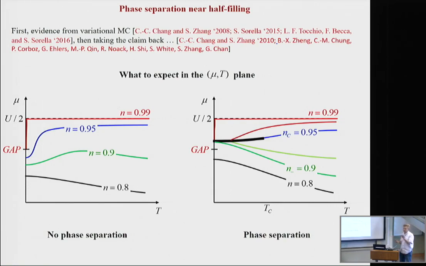What instead people see is that the energy curve in the ground state has essentially zero compressibility. So by Maxwell construction, sometimes you can tell the phase separation, unless the curve is absolutely linear. Then the Maxwell construction and the linear curve are the same.